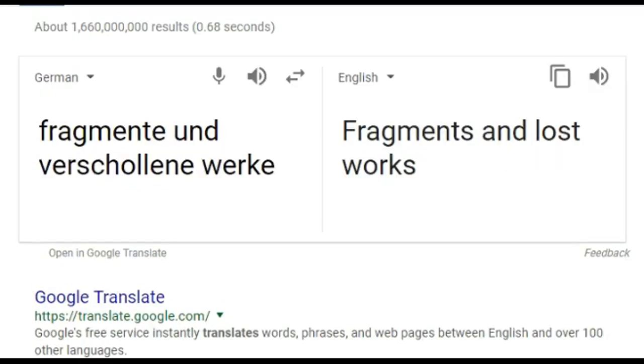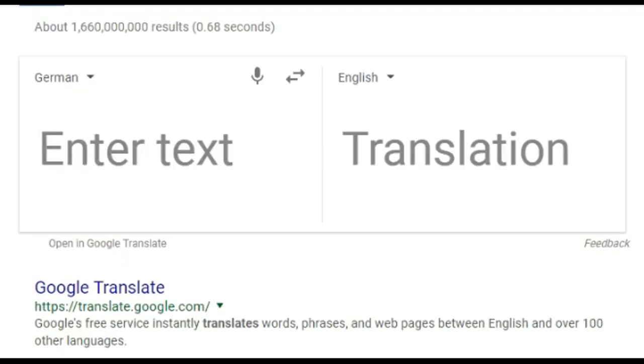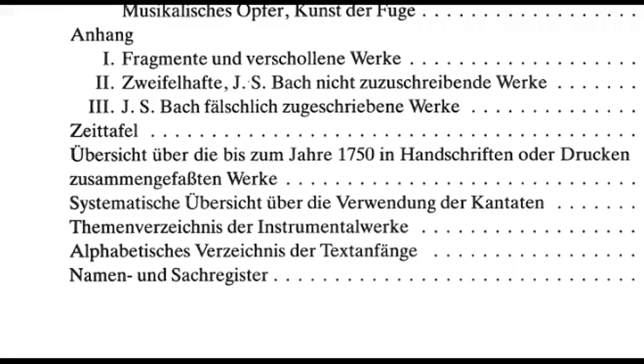Part B, the second part, lists works of dubious authenticity. And the third part lists works that have been falsely attributed to Bach.